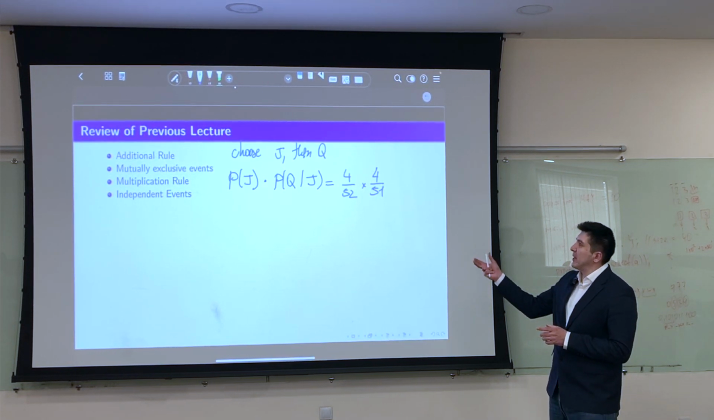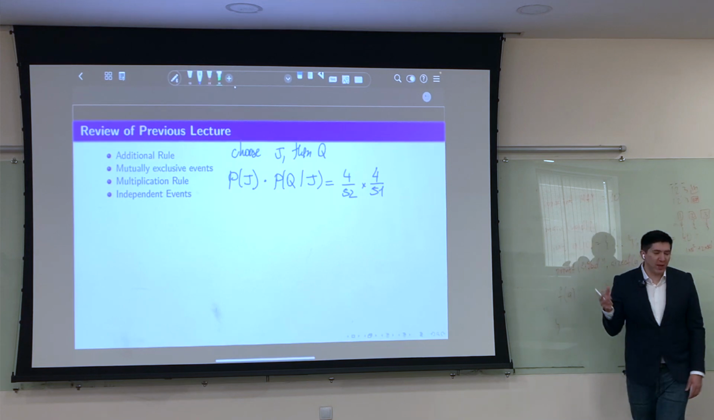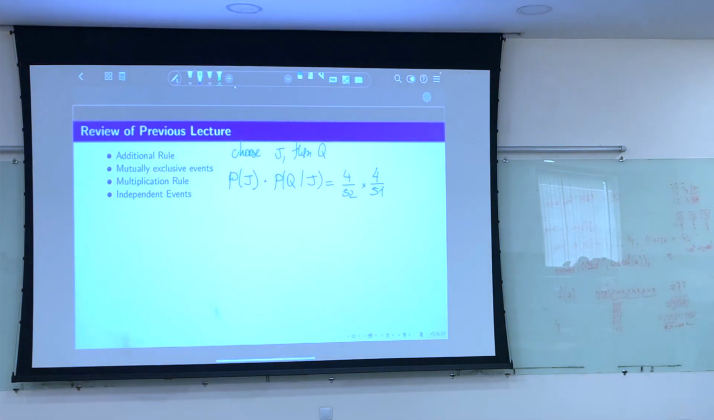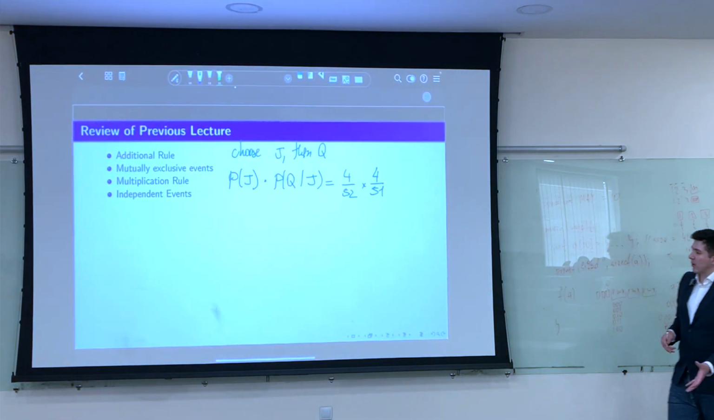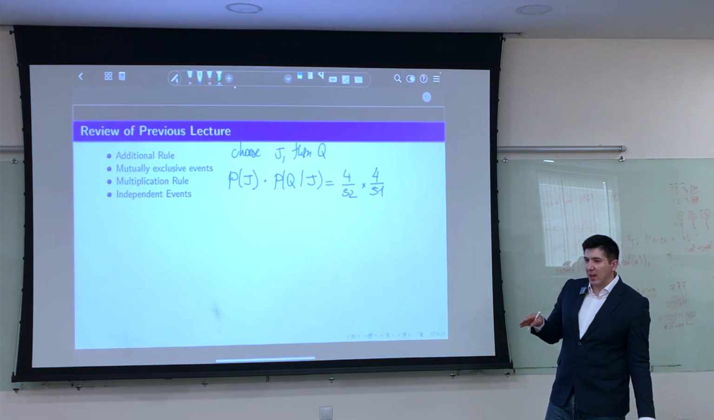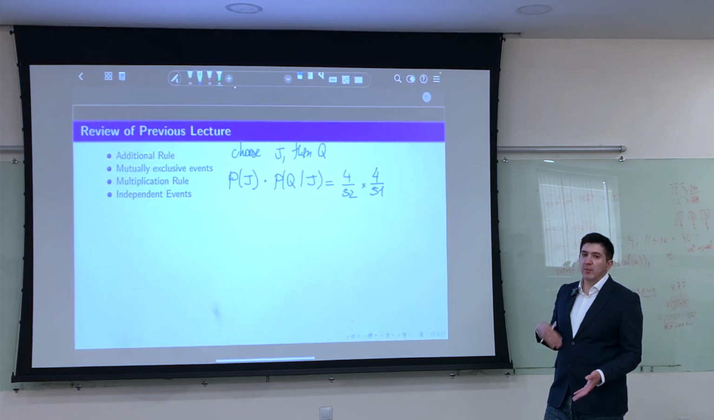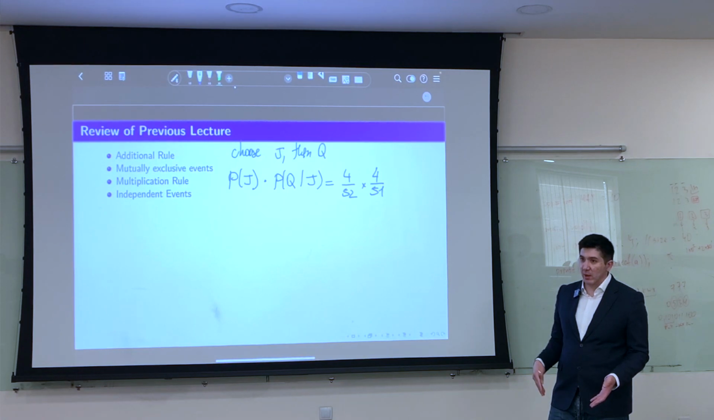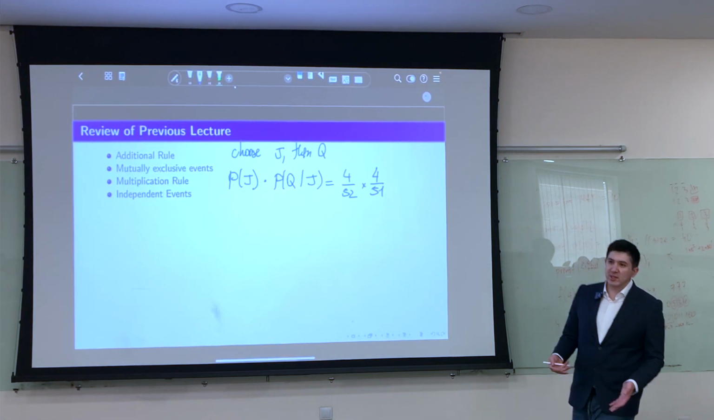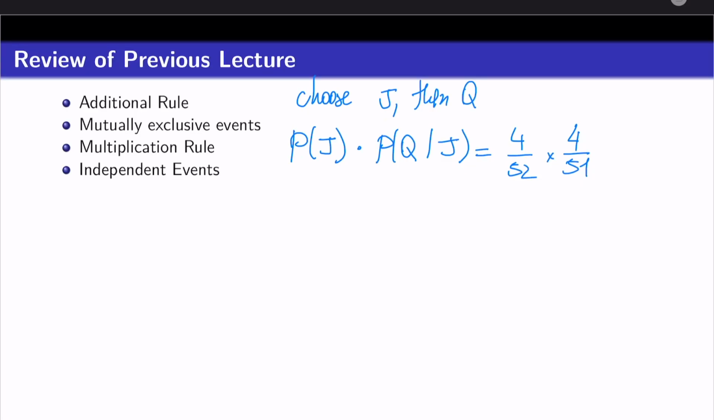Now, when are two events independent? If I just change the experiment a little bit by saying that I'm going to choose the card, then I'm going to put it back, so I'm going to do this experiment with replacement, then what is the probability of choosing a queen when the first card is the jack? What is this?